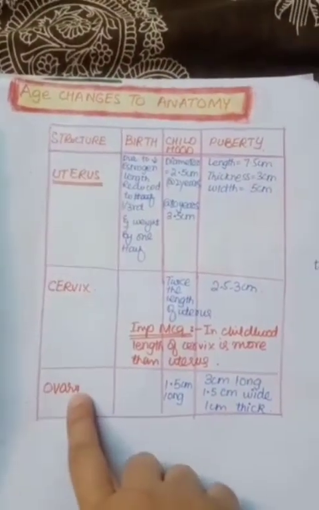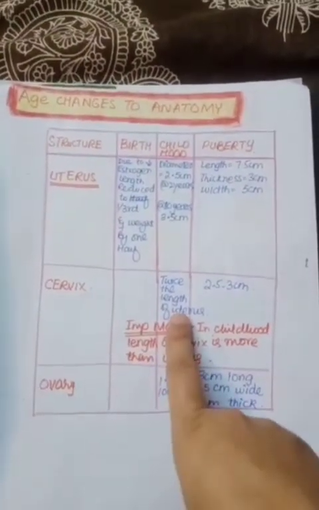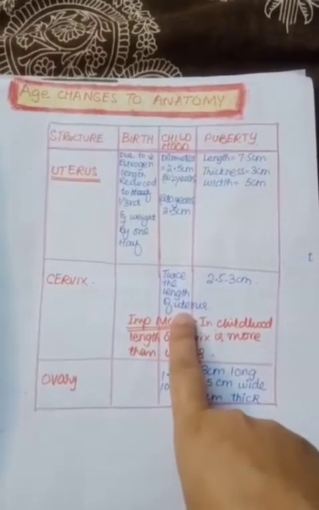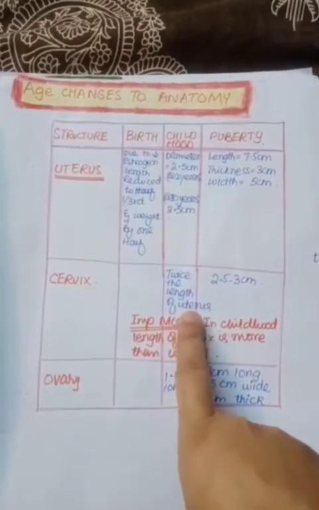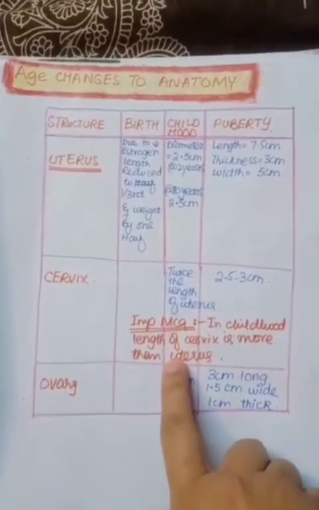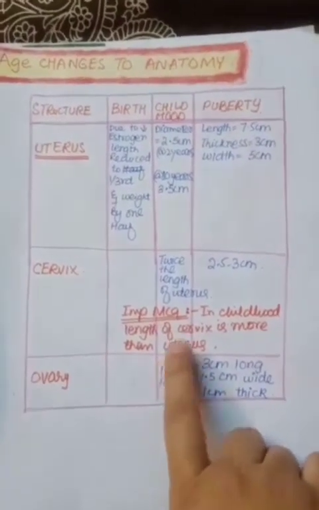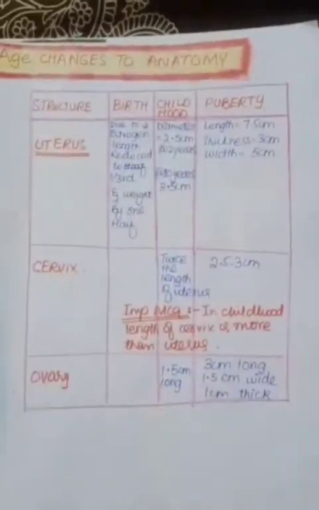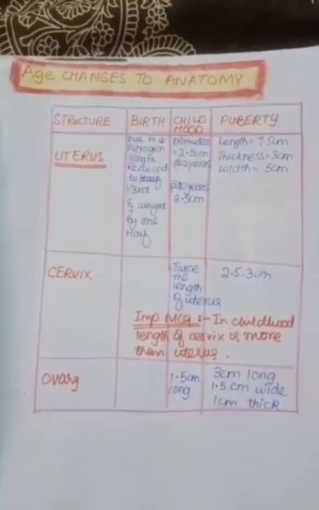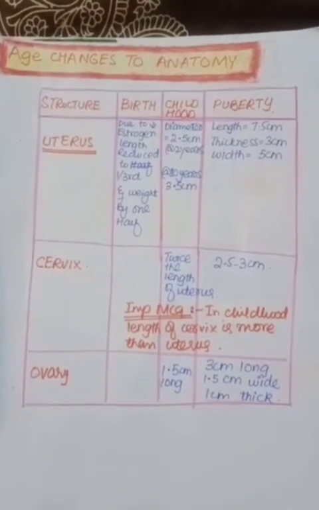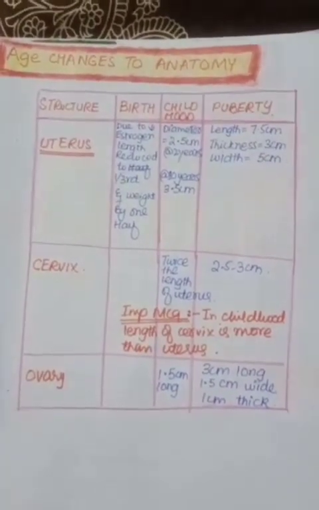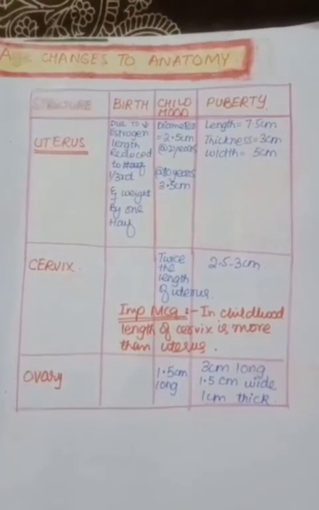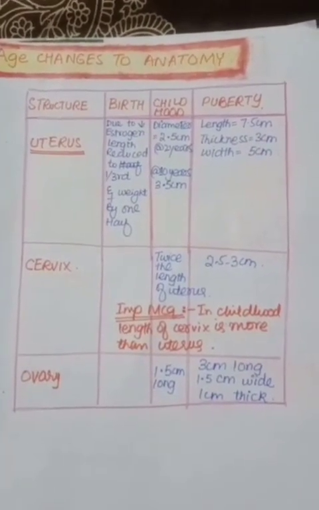Regarding the cervix, in childhood it is twice the length of the uterus. It is a very important MCQ, and it comes in IMM many times. In childhood, the length of the cervix is more than the uterus, and in puberty, its length is 2.5 to 3 centimeters. In childhood, the size of the ovary is 1.5 centimeters, and at puberty, due to the effect of estrogen, its length, width, and thickness are all increased.